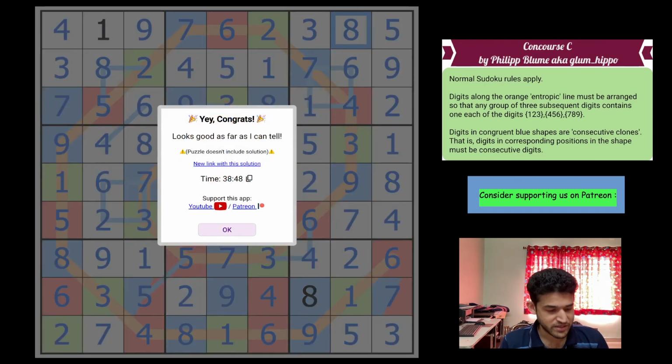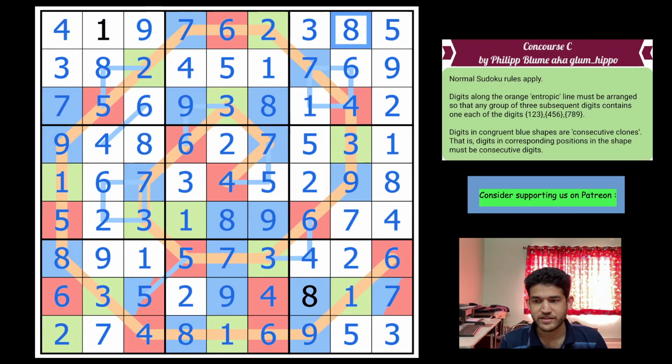And with that, we have completed this really gorgeous Sudoku by Philipp Blume. What a Sudoku. Really an excellent solve this. And as you can see, I have not colored all these cells and Sudoku has been completed.